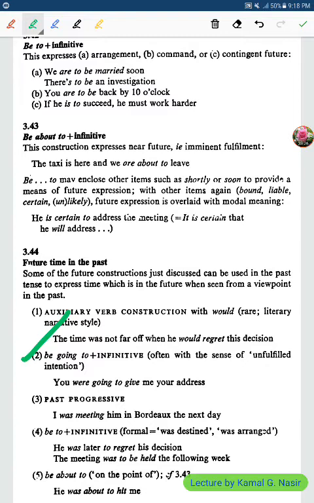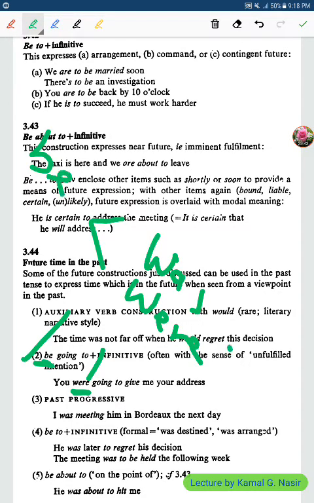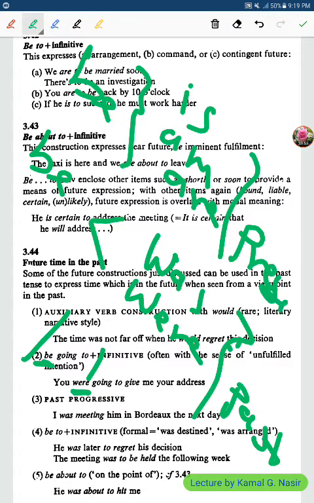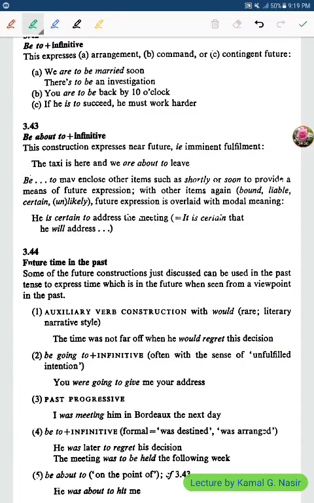You were going to give me your address. Where is the past of be? Was and were are the past forms of be. And what are the present forms of be? Is, are. You see, these are the present forms of be. Clear? Good.